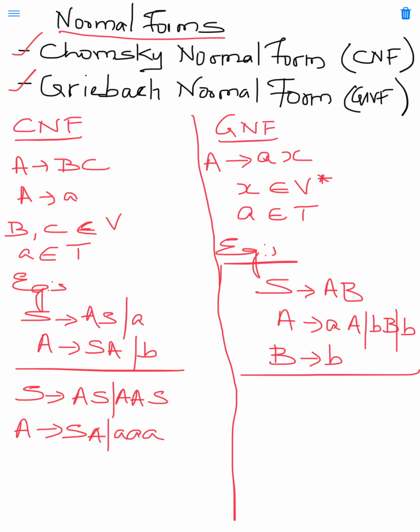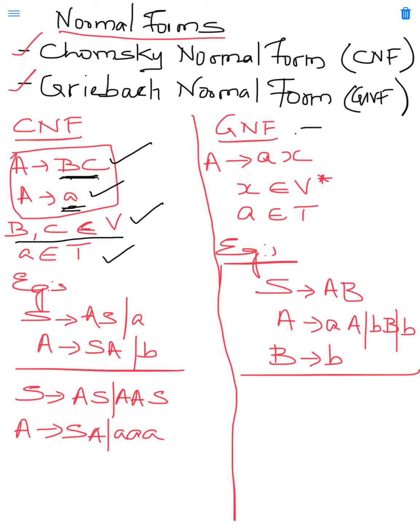In Chomsky normal form, it will take this format, that is the right hand side will have a single terminal symbol or exactly two non-terminals. So here A gives BC, or A gives a, where B and C belong to the variable symbols or non-terminals, and a is an element that belongs to the terminals. So this is how a Chomsky normal form is defined.